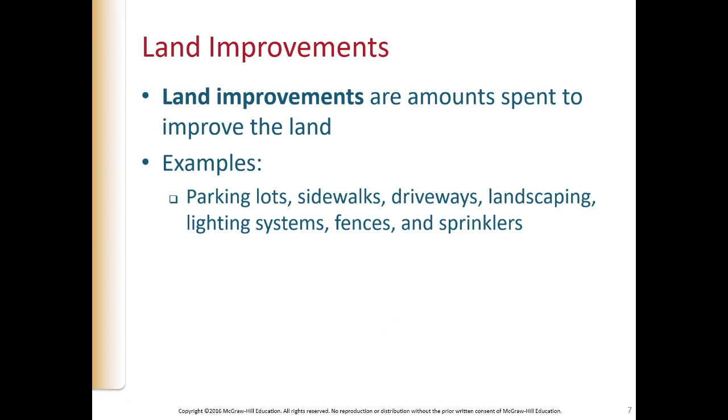Now, land improvements are items that are different from the land that we just saw on the previous slide. Land improvements are items such as parking lots, sidewalks, driveways, landscaping, lighting systems, fences, and sprinklers. And these are not, let me repeat, these are not to be included as part of the cost of the land. They have their own separate account called land improvements, and these items will be depreciated. We're going to talk about depreciation in a few later slides, but one thing to remember is the land account itself, that cost is never depreciated, but land improvements, those are depreciated.